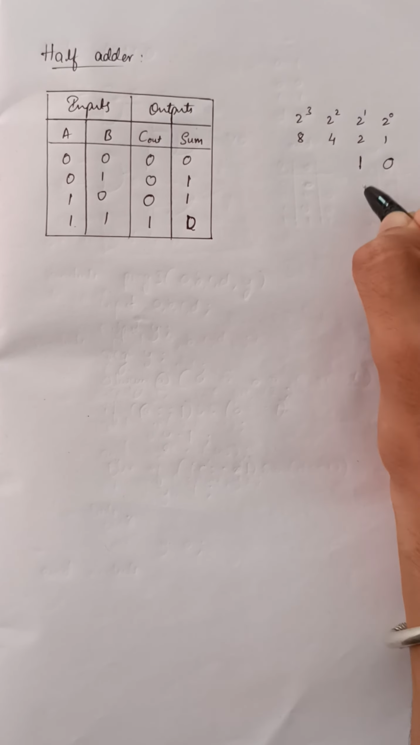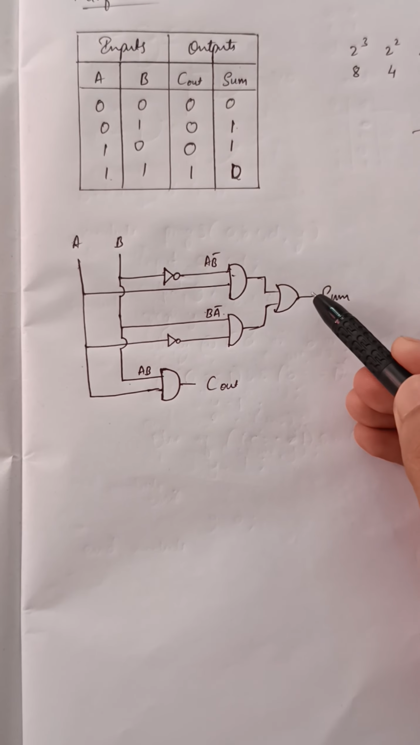Here, where the sum is 1, we have to choose the inputs and put the gates. Sum is 1 for A bar B: B is coming from here and A passes through a NOT gate, therefore A bar. And another one, A B bar: A is coming from here and B passes through a NOT gate, that is B bar. And there is an OR gate between A B bar and A bar B, that will give the sum.